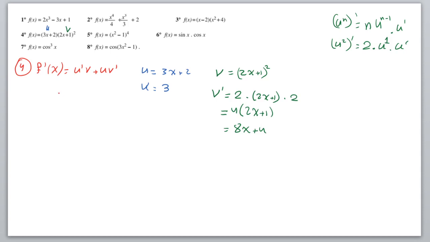Okay, so let me go now here. u prime v plus u v prime. u prime v means 3 into (2x plus 1) squared, plus u v prime, which means (3x plus 2) times (8x plus 4). Of course we need to simplify and combine everything. Someone might say: without doing everything here, first expand and simplify, then take the derivative. It's okay, but it becomes much longer. Done.